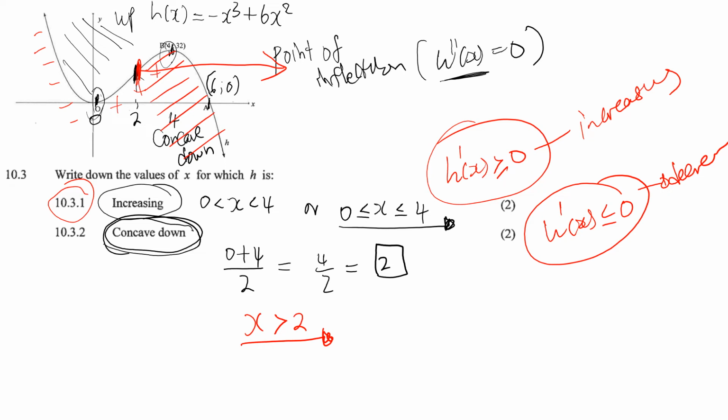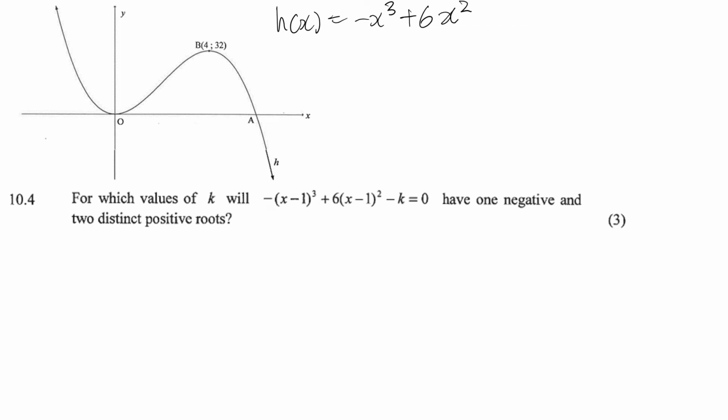All right, last question, 10.4. They said, for which values of k will minus x minus 1 exponent 3 plus 6 into x minus 1 exponent 2 minus k equals 0, for which values of k will that equation have one negative and two distinct positive roots.